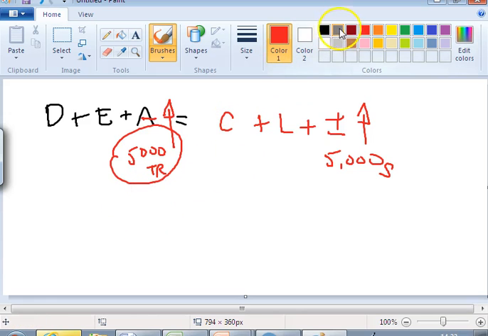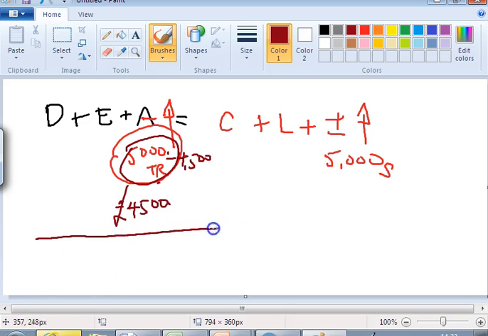So let's go to another color. The person says, I'll give you $4,500. Now you have $4,500 in the bank, but that means the asset of trade receivable goes from 5,000, and we need to subtract 4,500 from here. So technically, what your new position looks like is this.